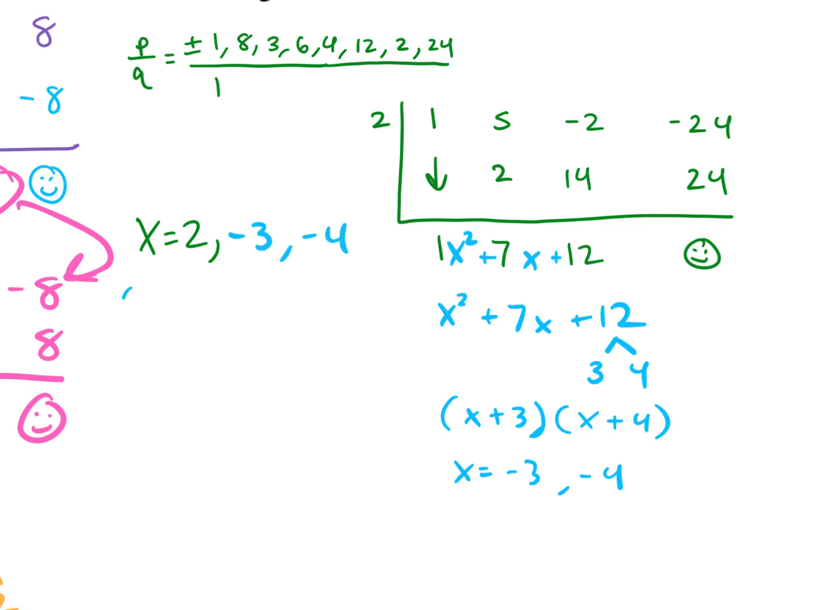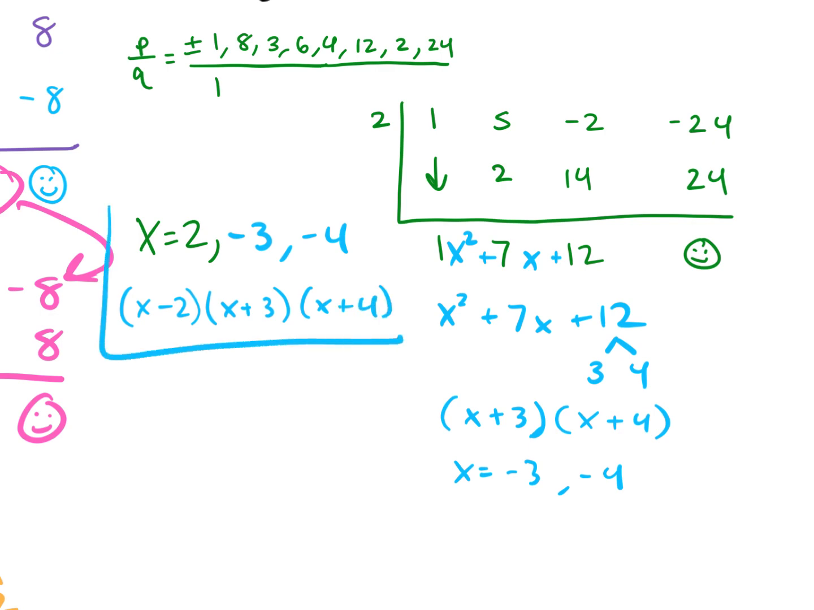So how would I write this in factored form? What would go first? X minus 2, x plus 3, and x plus 4. Do you have to do it in that order? No, it doesn't have to be in order. I just didn't know which one you guys were saying.